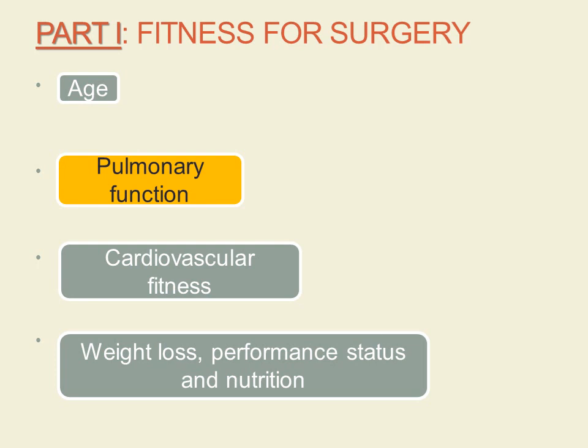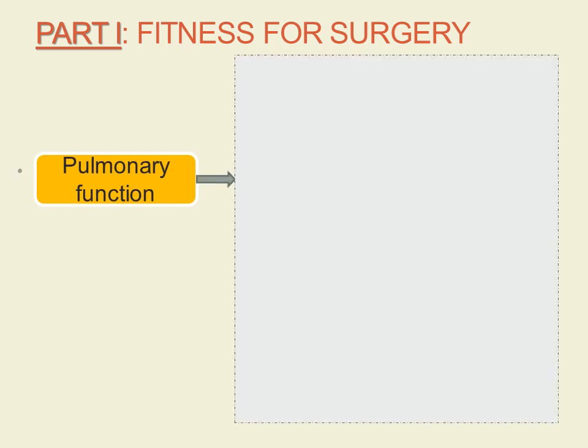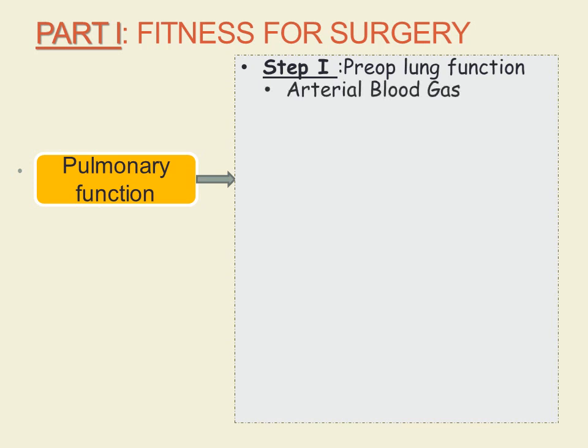Pulmonary function testing. Pre-op lung function is important. Arterial blood gases and spirometry analysis should be done. So, in spirometry, the forced expiratory volume in 1 second, FEV1, forced vital capacity, and maximal voluntary ventilation are the most commonly used measurements for the assessment prior to thoracic surgery.